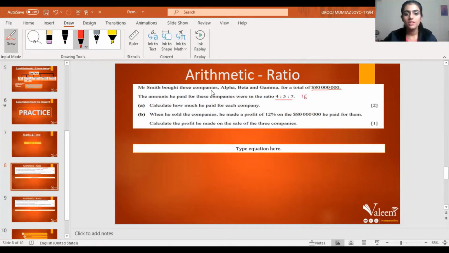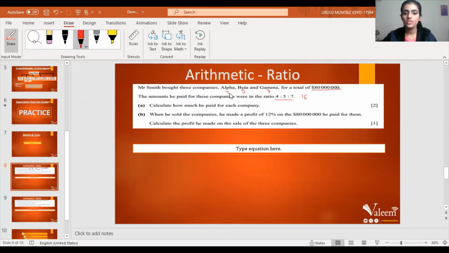Mr. Smith bought 3 companies, Alpha, Beta, Gamma. So these ratios are respectively for that company. Alpha is first, so the 4 is here. Beta is 5. Gamma is 7. Respectively, okay?